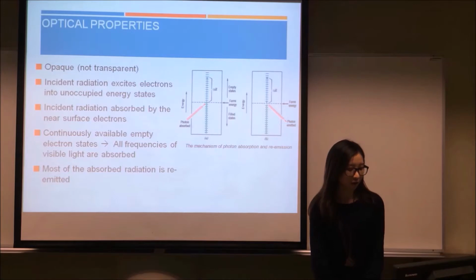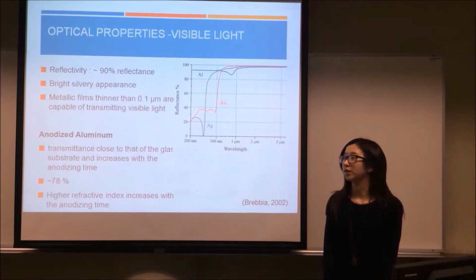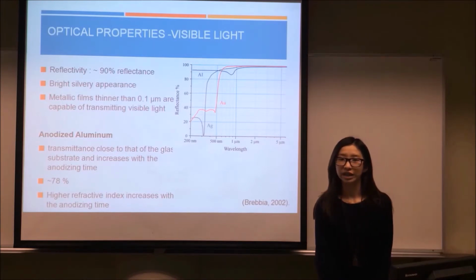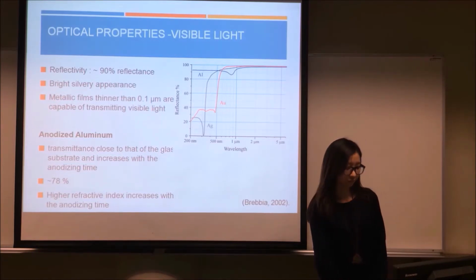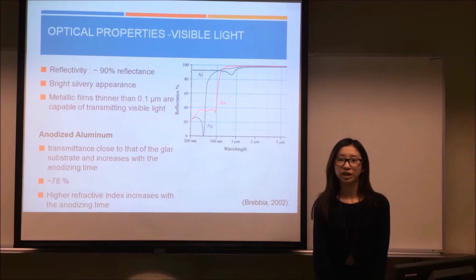In terms of reflectivity, aluminium will reflect 90% of the absorbed radiation from the surface, and it appears as reflected light. A bright silvery appearance results when exposed to white light over the entire range of the visible spectrum. In terms of transmission of light, only metallic films thinner than 0.1 micrometers are capable of transmitting visible light.